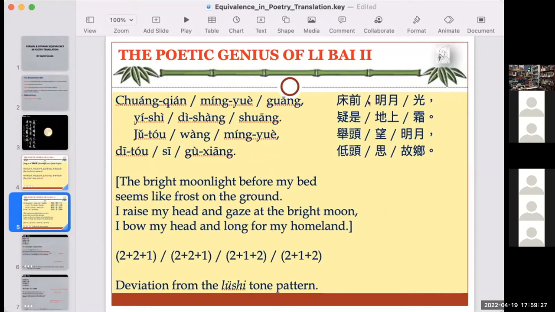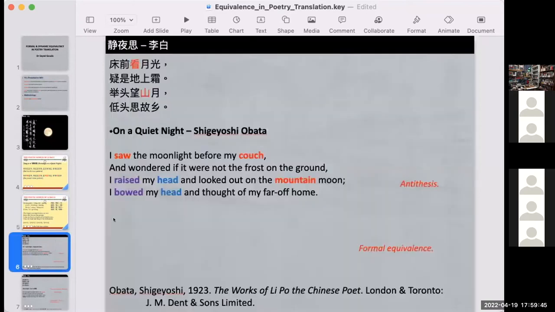This is how I divided it. This is my own scansion. I would read it this way, or I would analyze the rhythm. I don't have to read it this way, but analyzing the rhythm, I think I would do it this way: 2 2 1 2 2 1, then 2 1 2 2 1 2. Okay. And then Obata, this is how he translated it.